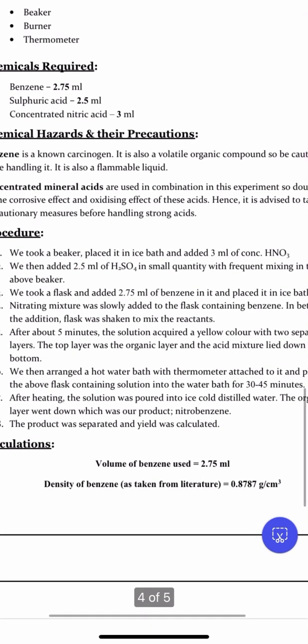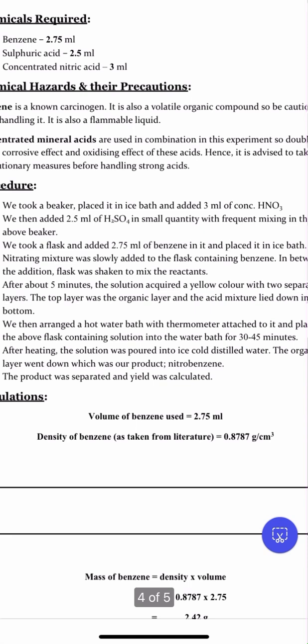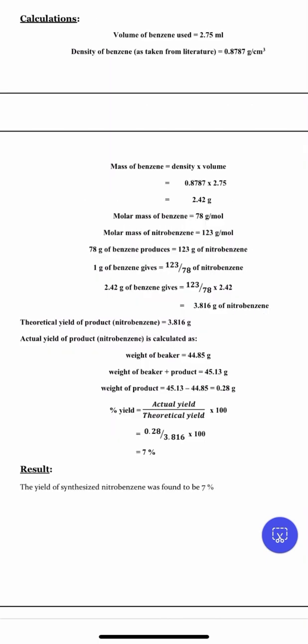We will then arrange a hot water bath with a thermometer attached to it and place the above flask containing the solution into the water bath for about 30 to 45 minutes. After heating, you will transfer your solution into ice cold distilled water. As a result, the organic layer will go down and our product will be formed, which is nitrobenzene. You will separate the product using a funnel and a filter paper and will calculate its yield. Before talking about calculations, I just want to let you know that you should always write your procedure in the past tense.